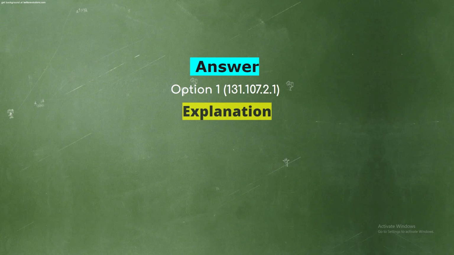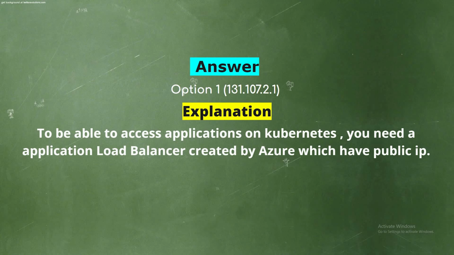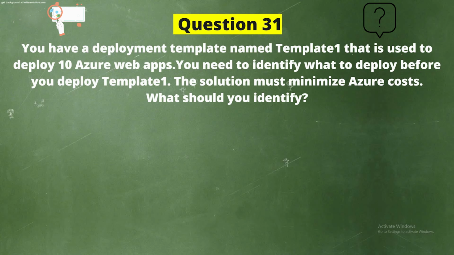131.107.2.1. Explanation. To be able to access applications on Kubernetes, you need an application load balancer created by Azure which have public IP. Next question.